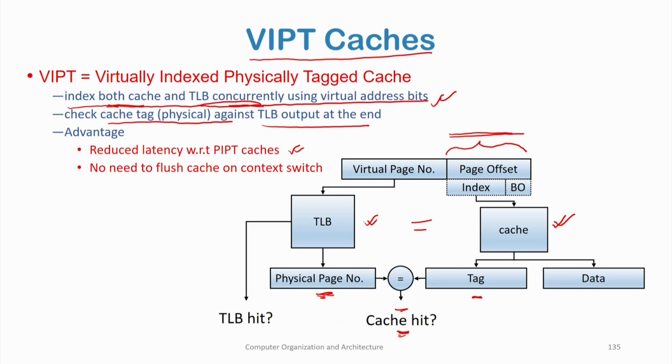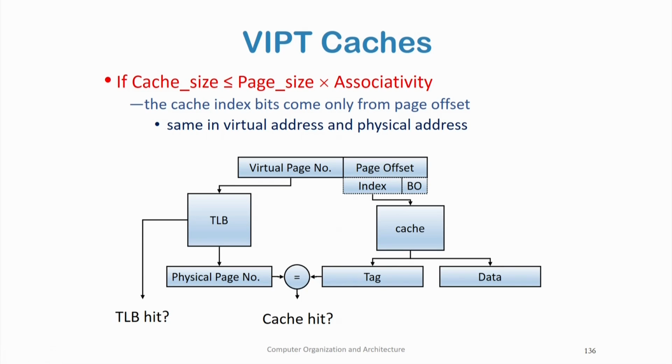Why is it so? I do not need to flush the cache on a context switch, because the page offset corresponding to the virtual address remains unchanged in the physical address, and therefore, the problem of synonym does not arise here either. So, now what has happened?